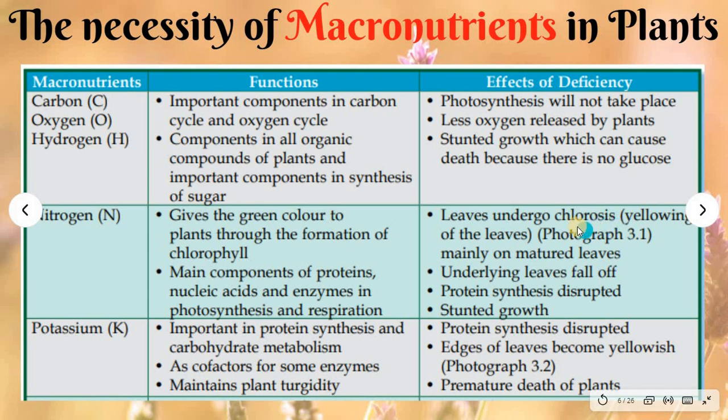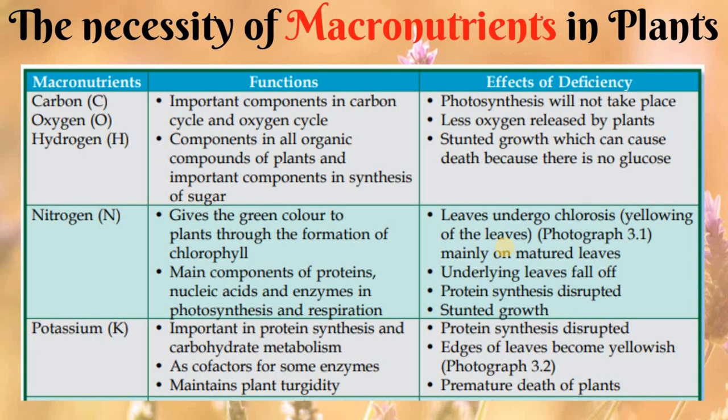Chlorosis refers to the yellowing of the leaf. Maksudnya daun menjadi kekuning-kuningan. Yellowing of the leaves, mainly in unmatured leaf, or on the matured leaf. And you can see on photograph 3.1.